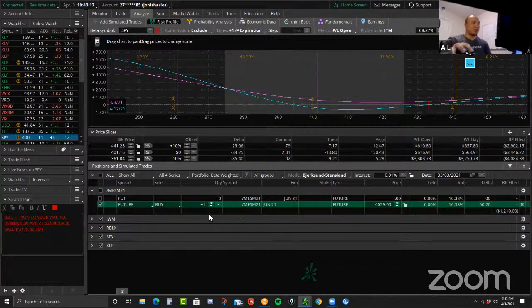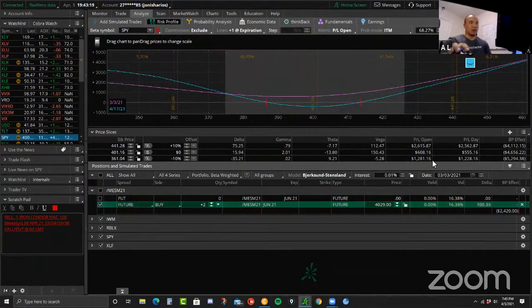If I really want to even out the delta, I just buy two contracts, and there we go. If we go down, I'll make 1,200. If we go up, I'll make 2,600. It doesn't matter which way the market moves. So the thing with doing hedge fund trading is that when you need a hedge, you put it on. You don't need it, take it off. You need it, put it on. Don't need it, take it off.